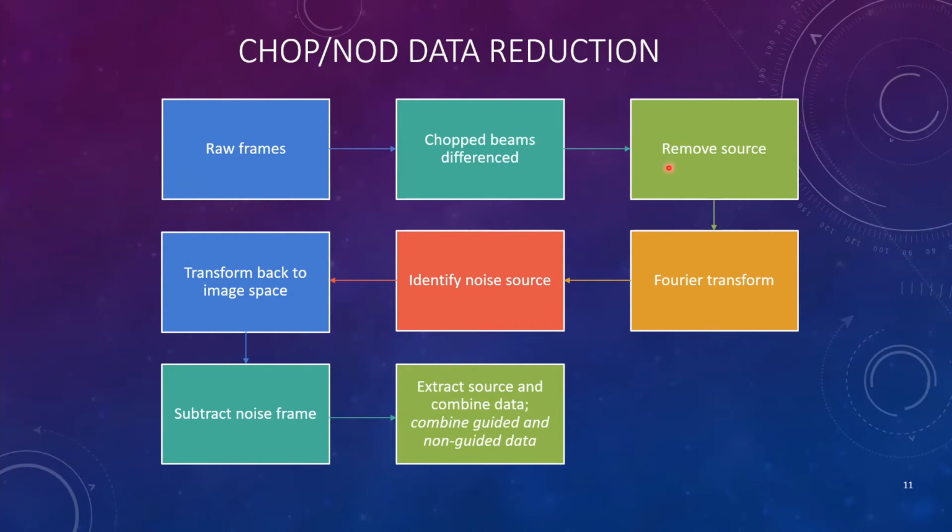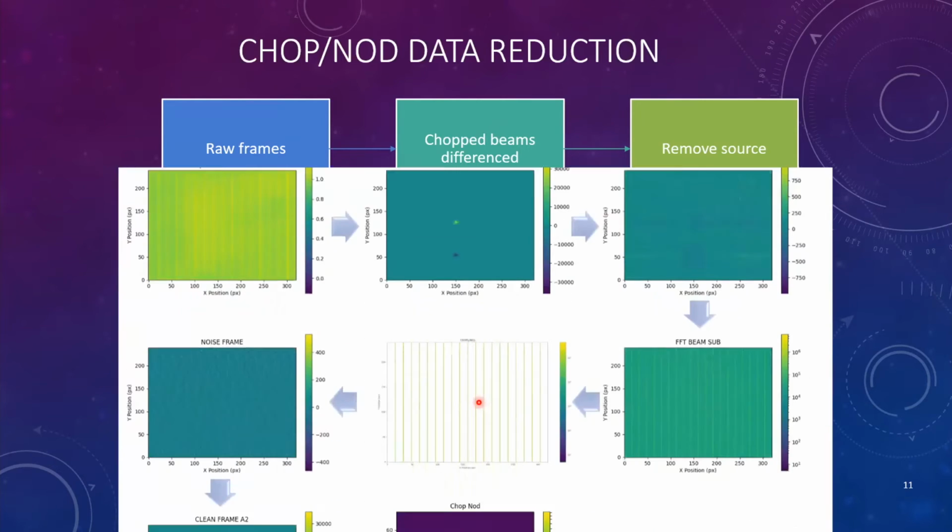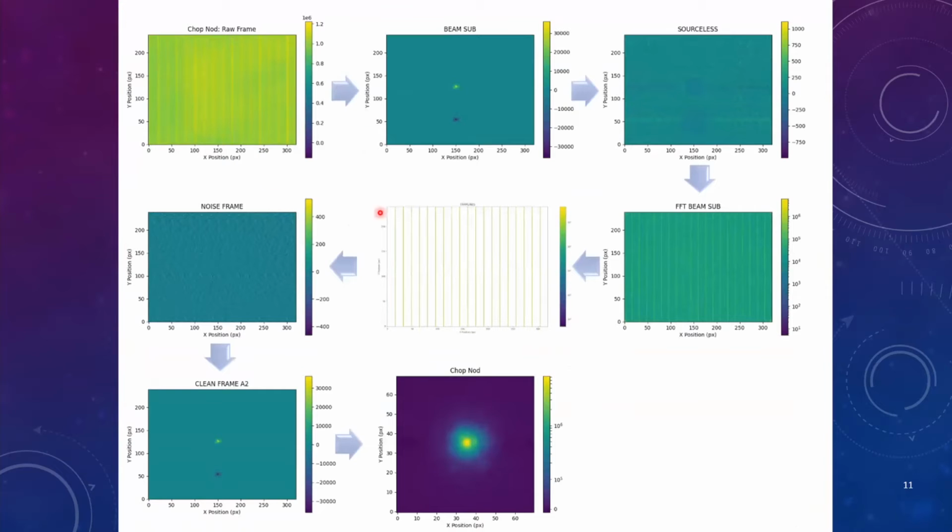So we have those raw frames and the shop difference beams. However, here we remove both sources there because of that chopping. And then we can do that process again by going to frequency space and identifying the noise source. Once you subtract that noise, we can have our final image by extracting the source. And it looks fairly similar to that flowchart, except of course we don't have that median frame. But in essence, we go into frequency space after removing those sources. We have those trend lines, and then we can clean up the noise and produce a final image.